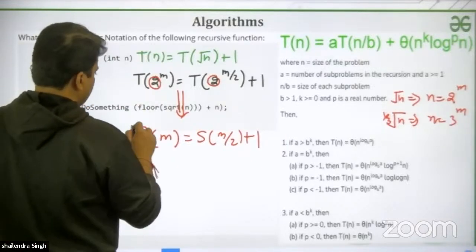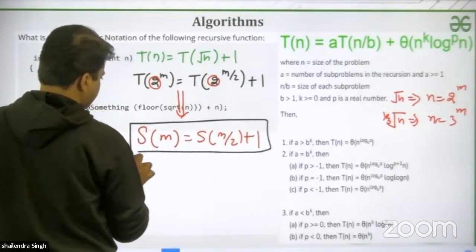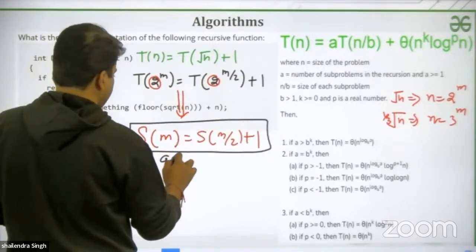So now this is the required form of master method. You can apply masters perfectly. So here a equals what?